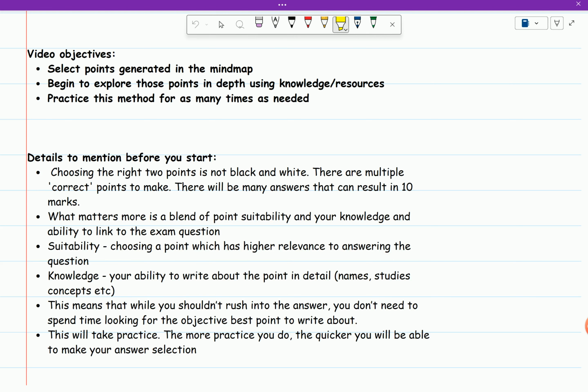You could take 5 different students' 10-mark answers, and you could give them 10 out of 10 marks, and they'll all likely look very different. What actually matters more is a blend of suitability and your knowledge. So your knowledge, obviously the more knowledge you have, the better, but it needs to be knowledge around a topic that actually answers the question.